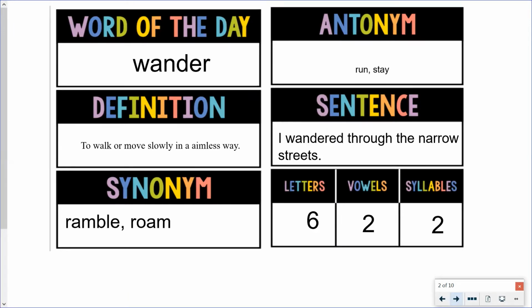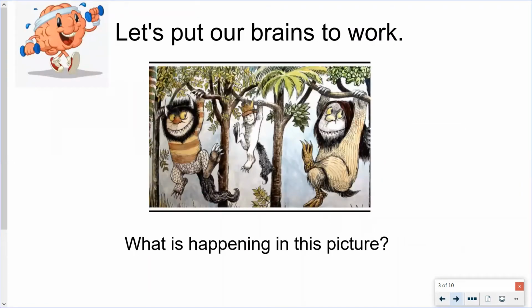Were you able to complete your first task for today? Fantastic. So let's put our brains to work. I would like you to look closely at this picture from the story Where the Wild Things Are by Maurice Sendak. What is happening in this picture? Can you describe what you can see? Who are the characters? What are they doing? What do you think the characters might be saying? Or what do you think they might be feeling? Pause the video and have a think.